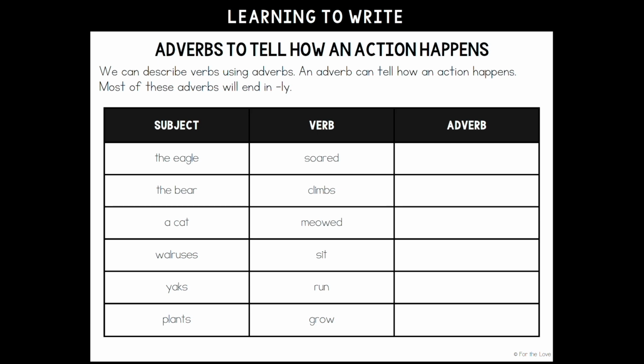You will want to go through this with students or at least have a list of adverbs that tell how actions are done so that students know what kinds of words to put in here. This is all new information for them, and so you want a lot of direct instruction to support them as they are learning. Here is an example of an answer key. There are lots of right answers for these, but I wanted to show you one way you could fill it out. So the eagle soared gracefully, the bear climbs quickly, a cat meowed loudly, walruses sit lazily. You can see all of these are complete sentences with an adverb that tells how the action was done.